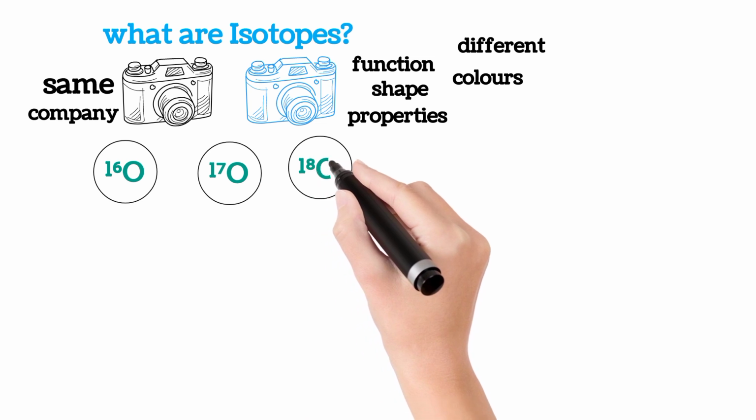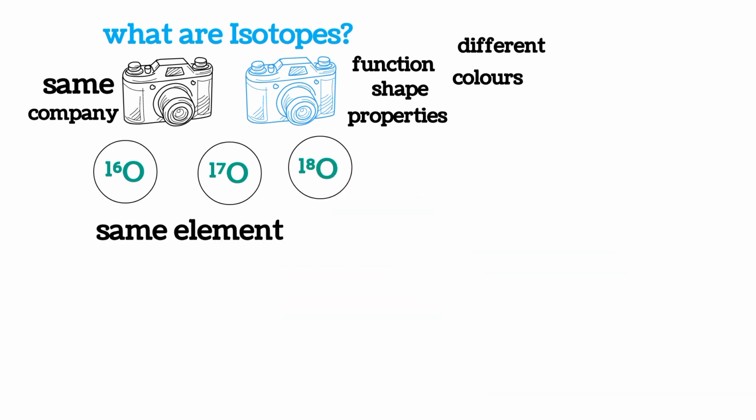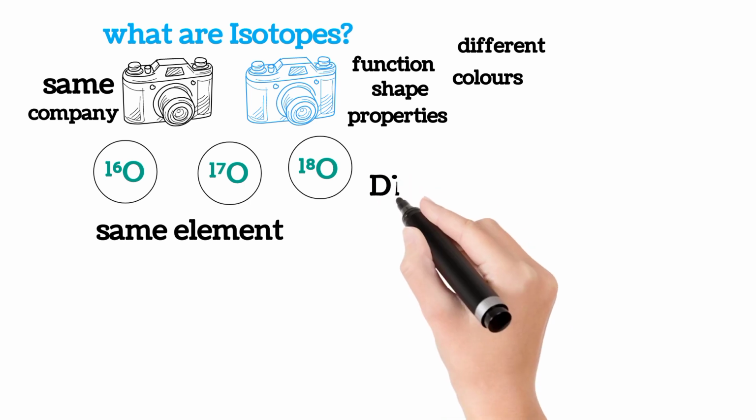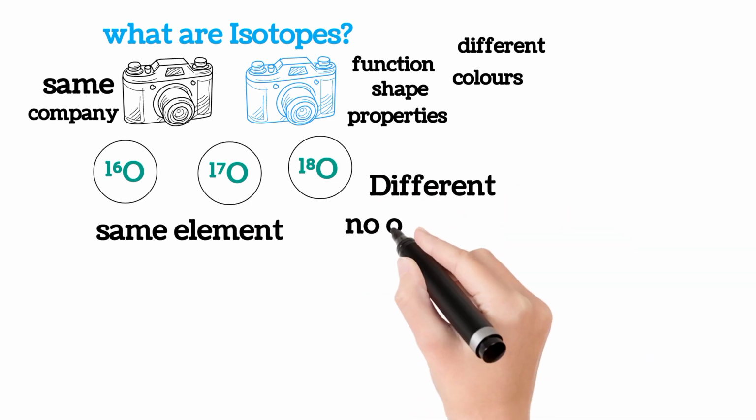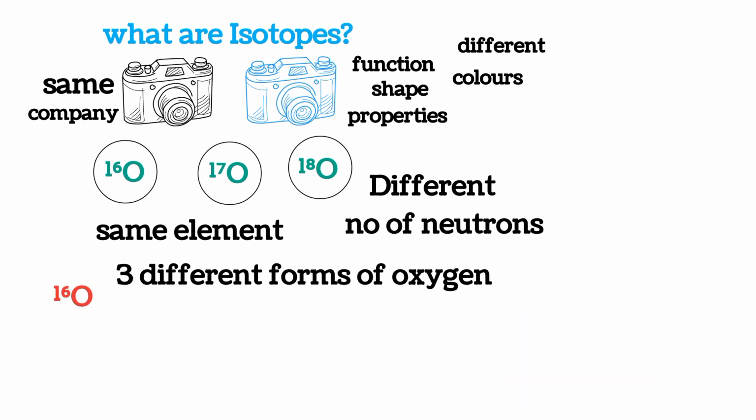Also, let's look at three different atoms of oxygen. Oxygen 16, oxygen 17, and oxygen 18, all belonging to the same atom. The difference is simply the number of neutrons. These are just three different forms of oxygen.